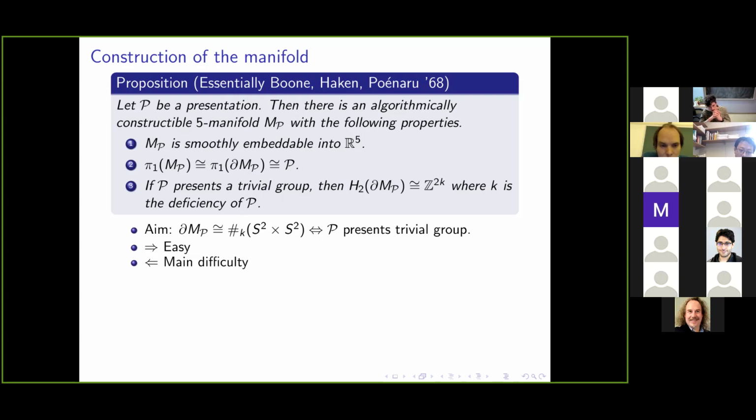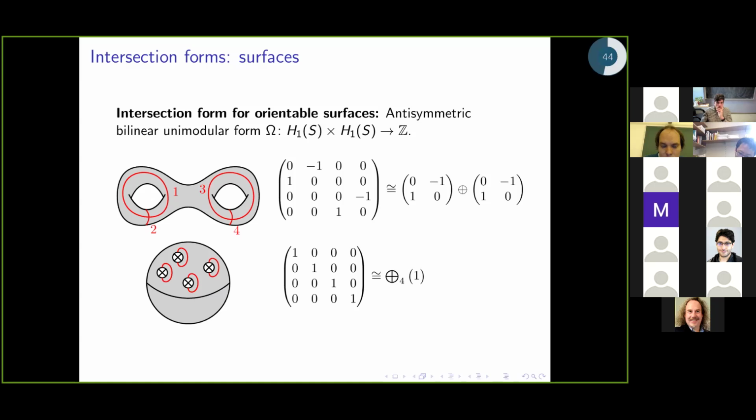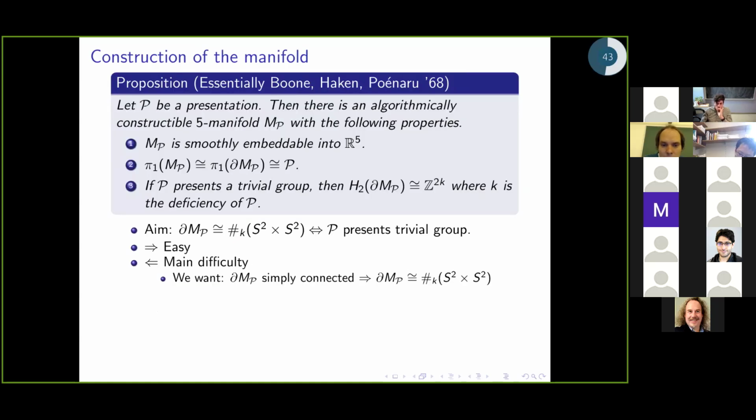Okay, so now I just recall what we want. In other words, what we want is that if the boundary of MP is simply connected, then it's a connected sum of copies of S2 times S2. And now I am going to explain the tools.